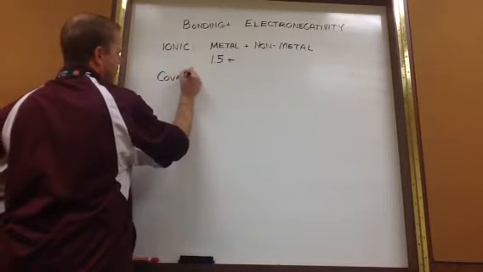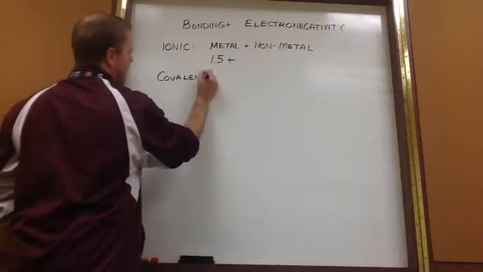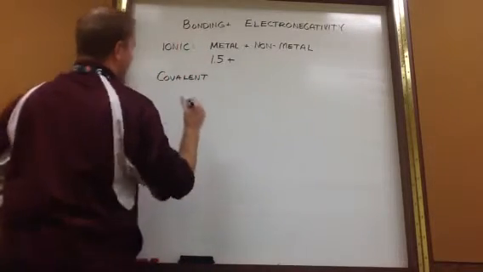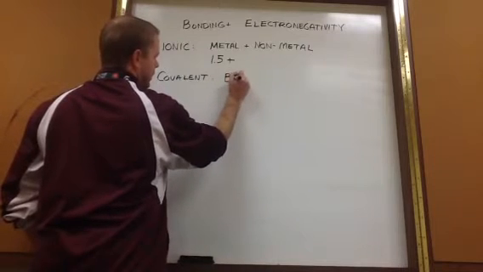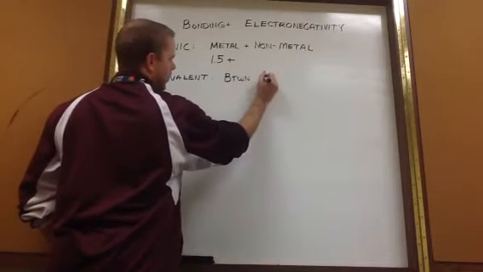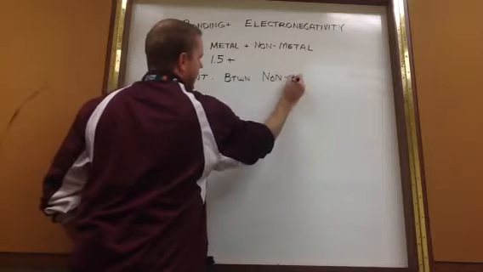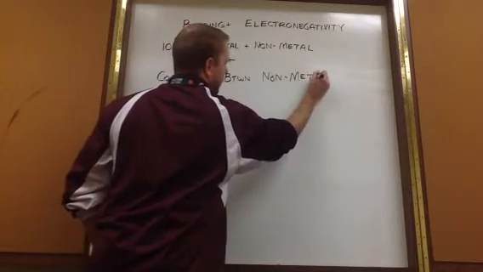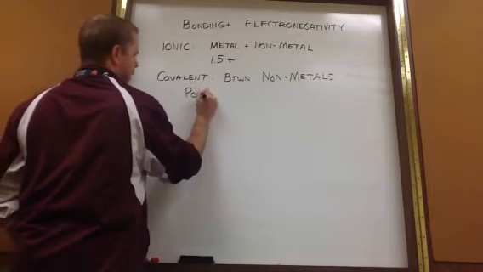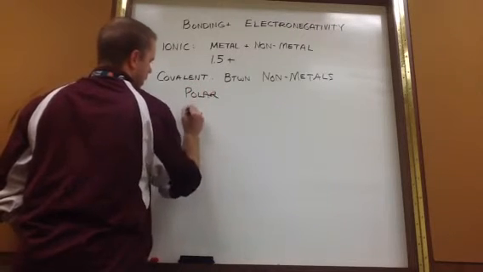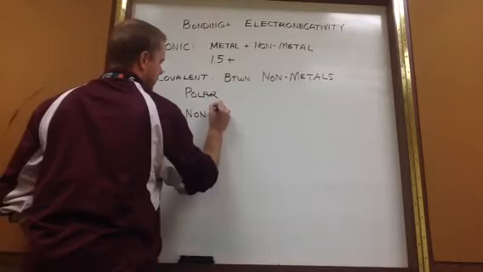Which brings us to two types of covalent bonds. Remember, with covalent bonds, the bonds are going to be created by the sharing of electrons, and so this is between nonmetals. And there are two types of them. There are polar covalent and there are nonpolar.